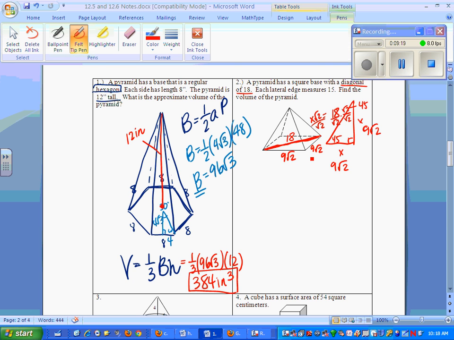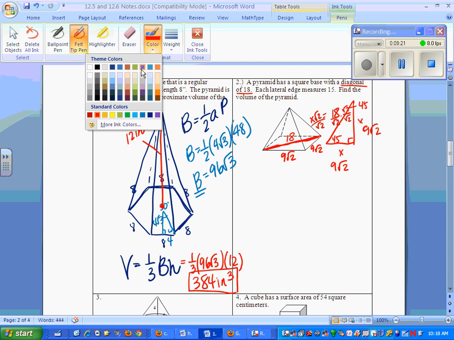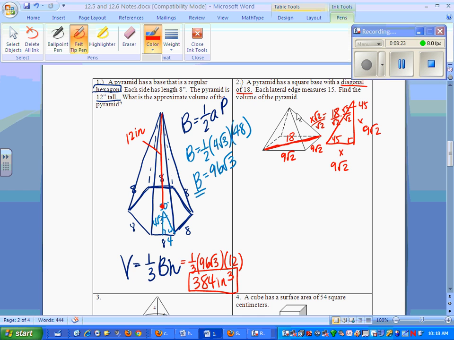I still need the height. They tell us that the lateral edge measures 15. So this is the lateral edge. This is going to be 15 units. Okay, let's think about how I can get the height. Well, if I go ahead and draw in the height, I know that's 90 degrees. Hopefully you can pull out that right triangle right here.